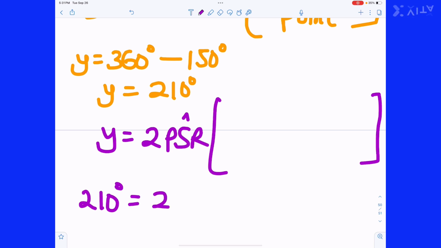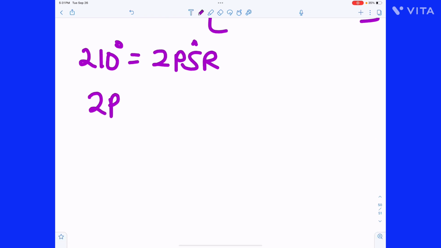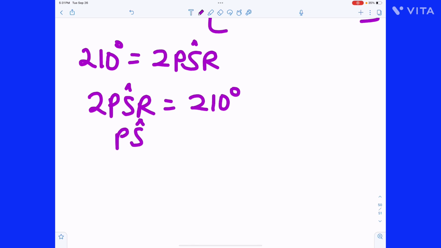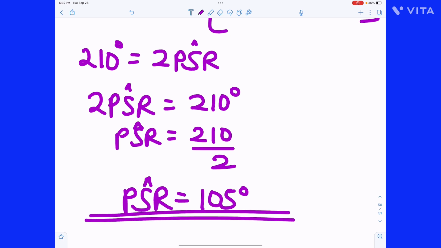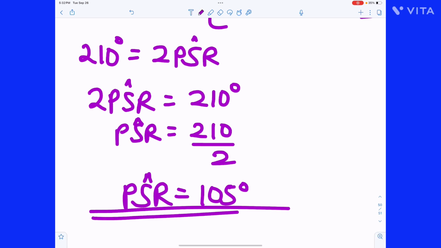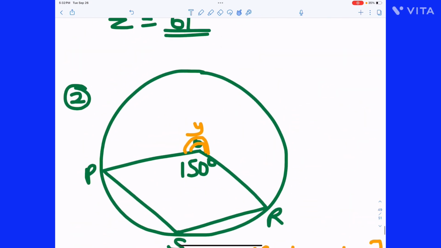So 210 is 2 times PSR. What does that give you? 2 times PSR is equal to 210. PSR is 210 over 2. Angle PSR is 105 degrees. Okay, that's the end of question 2.